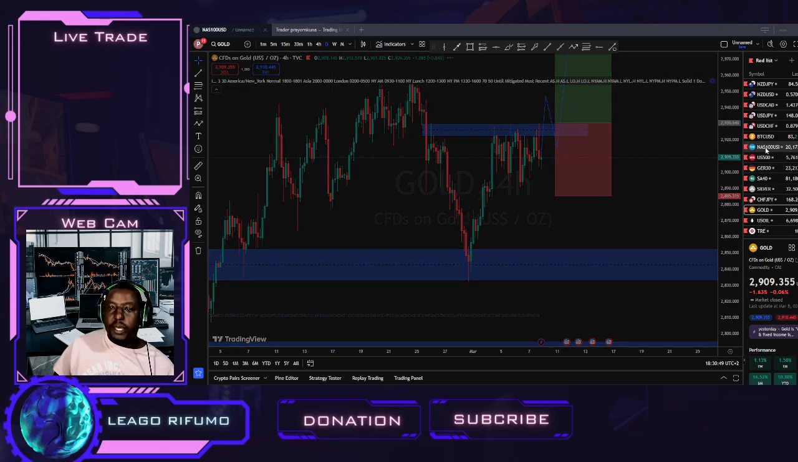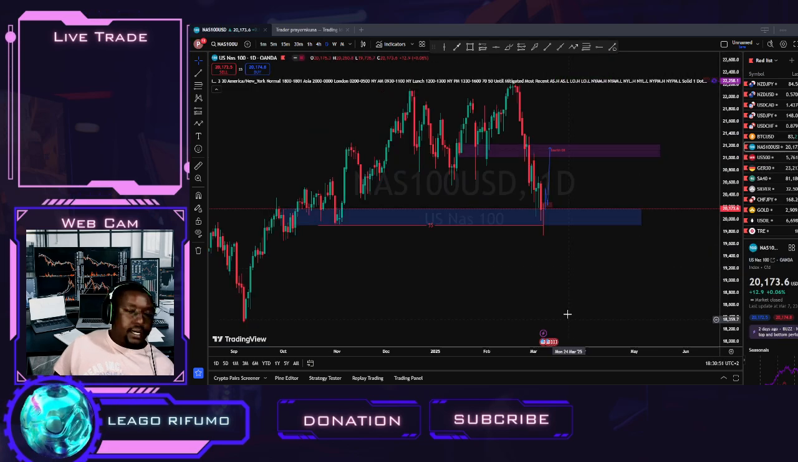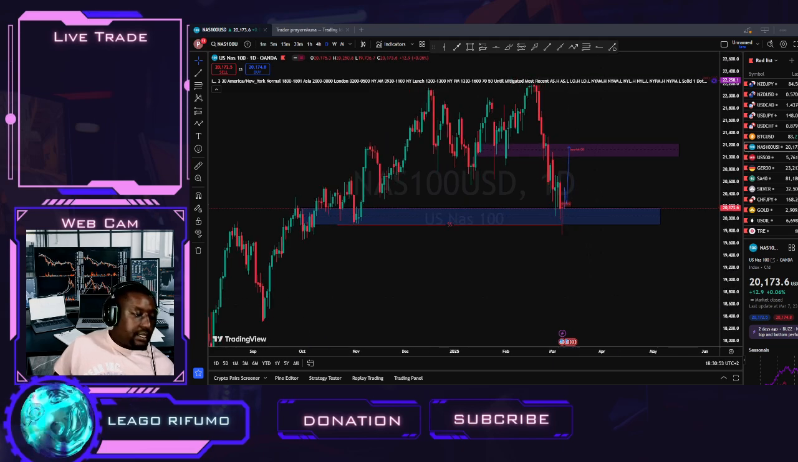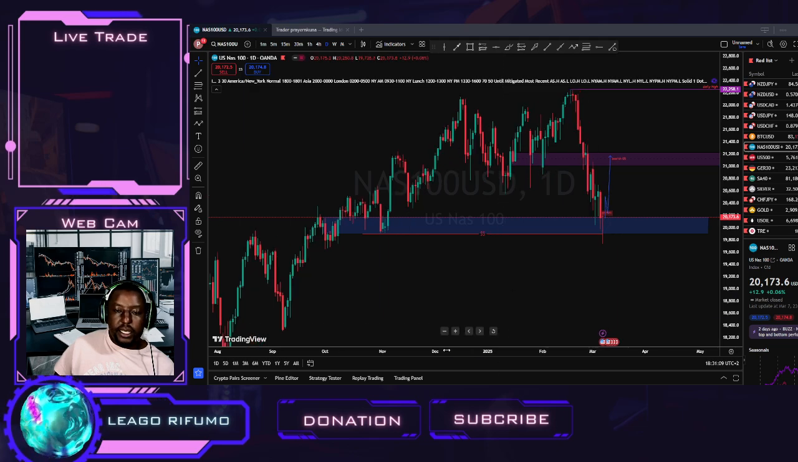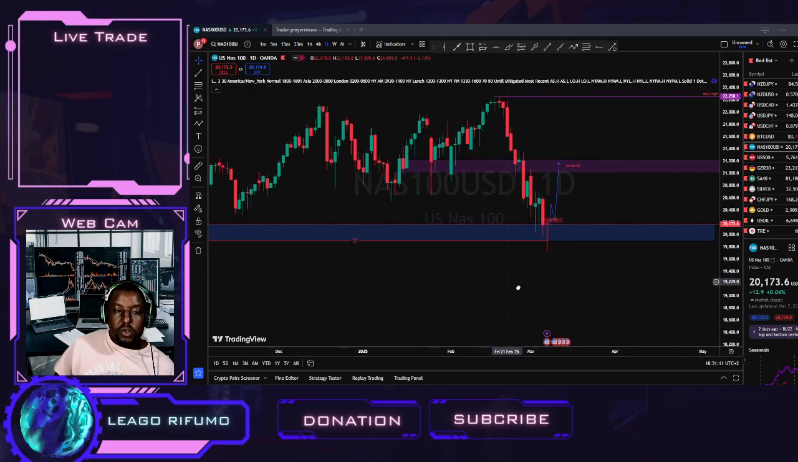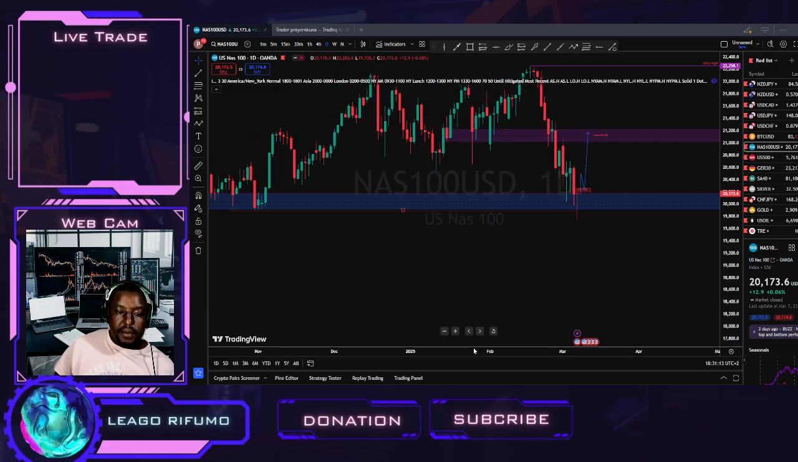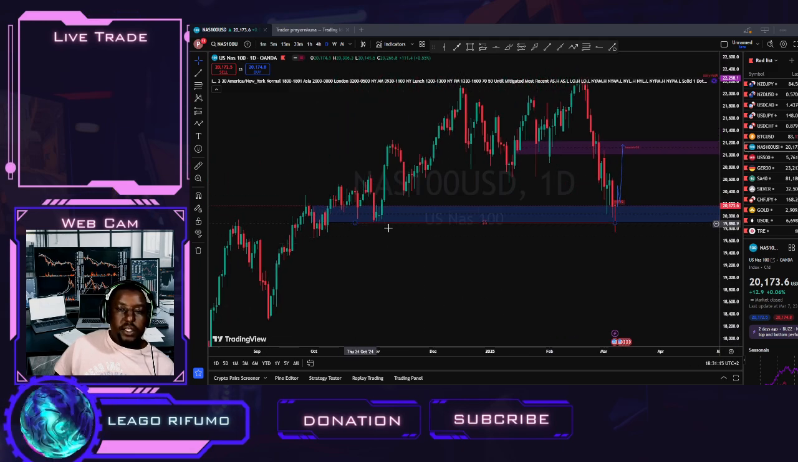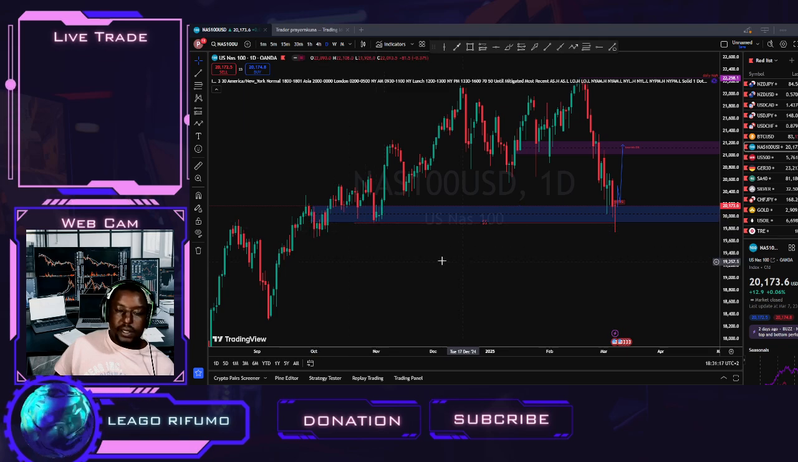Just gonna quickly speak about Nasdaq and US indices. The US indices are still neutral for me, so I'm just gonna stay out. And this is not only because they're neutral, but because the US economy is a bit shaky. It's not doing as good as I want. But if we look at this strong support, this support is holding.